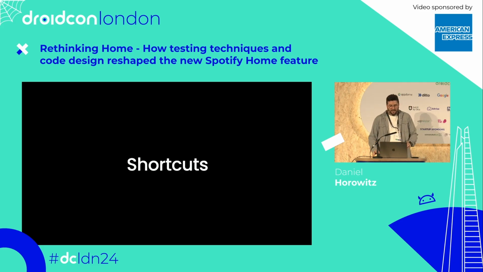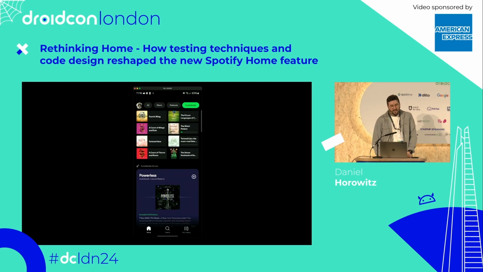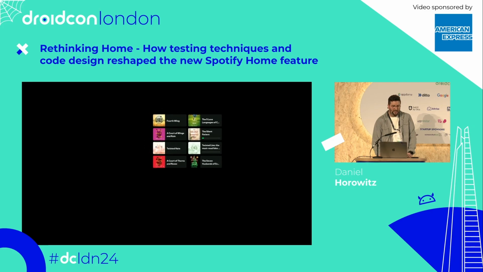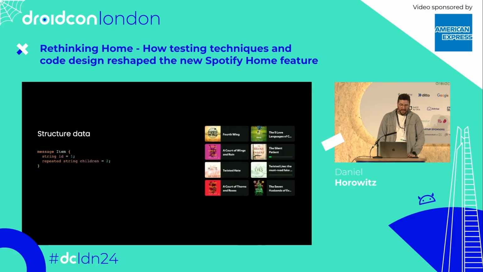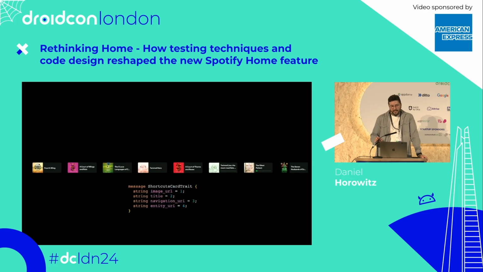So let's look at this with an example of these shortcuts that we have on home. So this is the Spotify audiobook subfeed, and let's zoom in a little bit on the shortcuts element. This is how the structure looks. So we have here a very simple proto with just an item, an ID, and a bunch of children IDs. This is how the content looks. And then each shortcut is represented by the metadata.